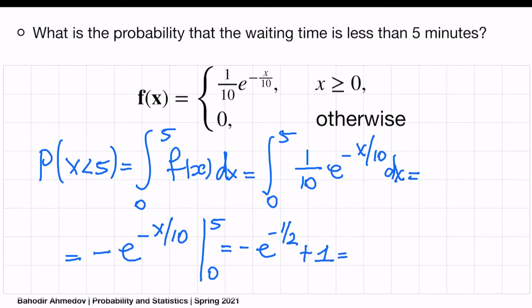Well, can you now evaluate this? So basically, you have to take the square root of e and find its reciprocal and subtract this from 1. What is this value? Okay, 0.39. The probability that she's going to wait less than 5 minutes is 39%. So let's do one more exercise.